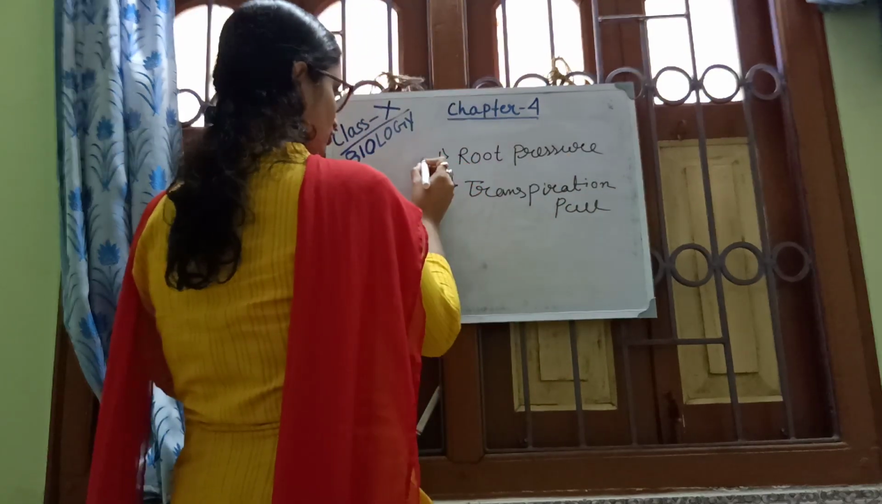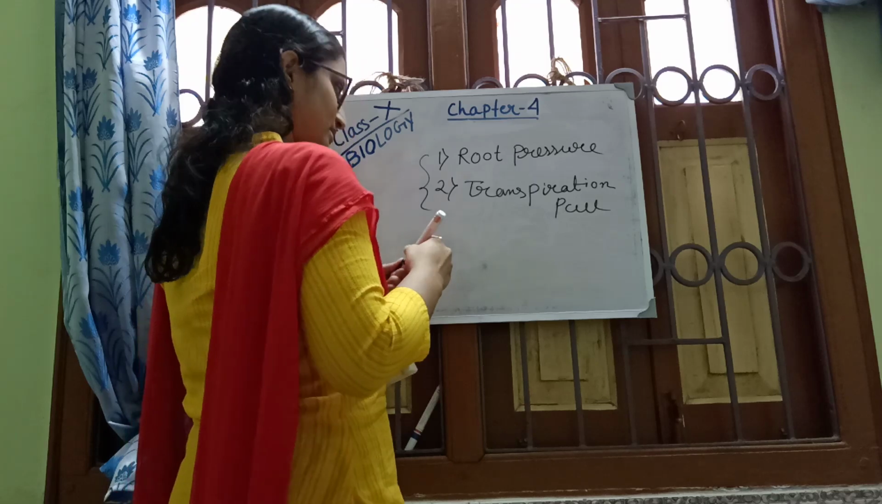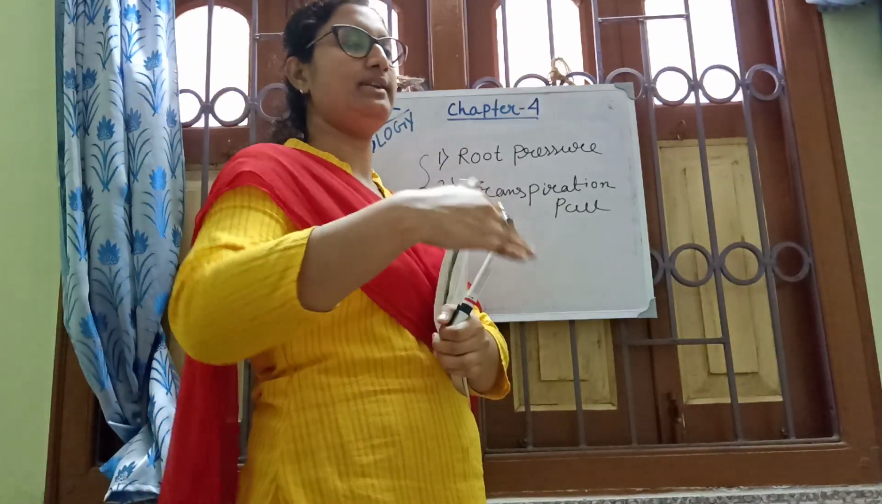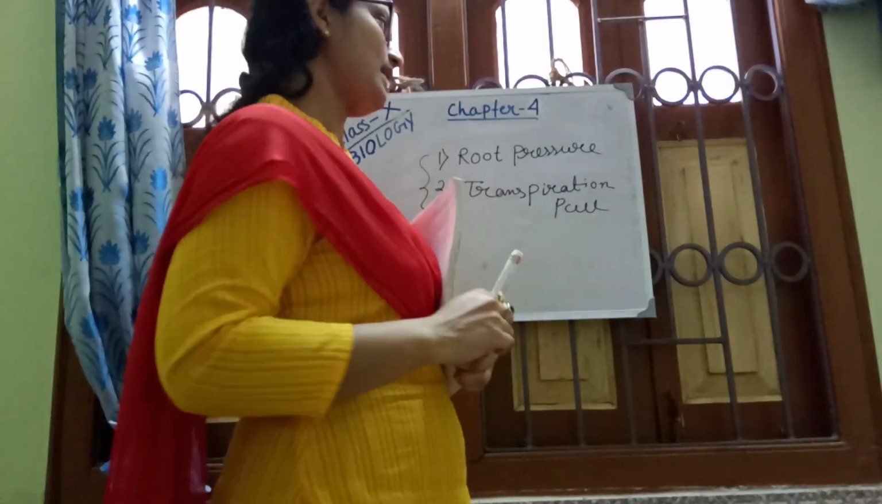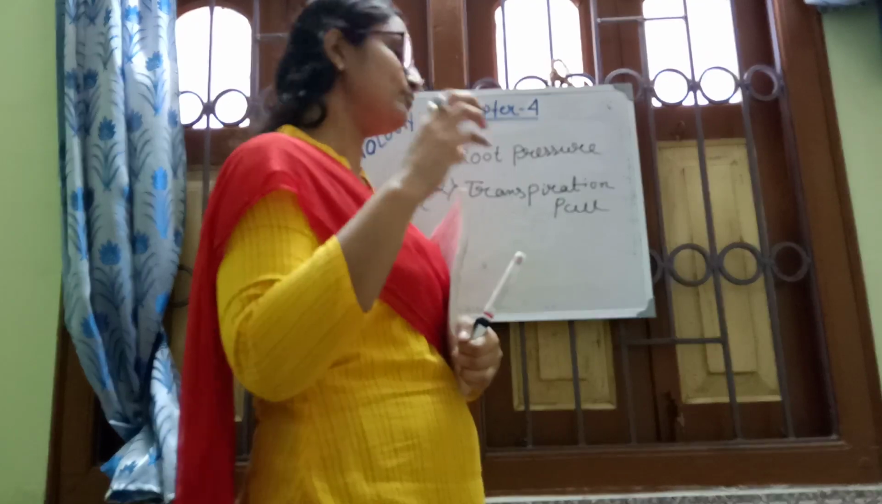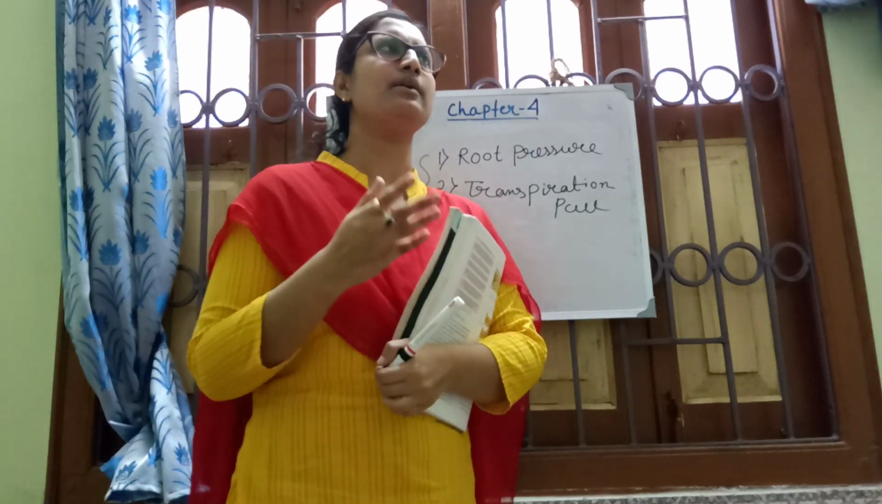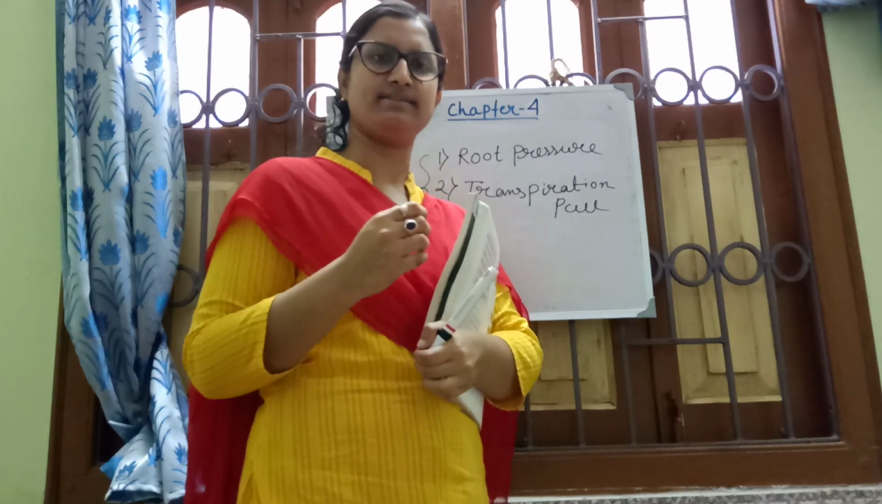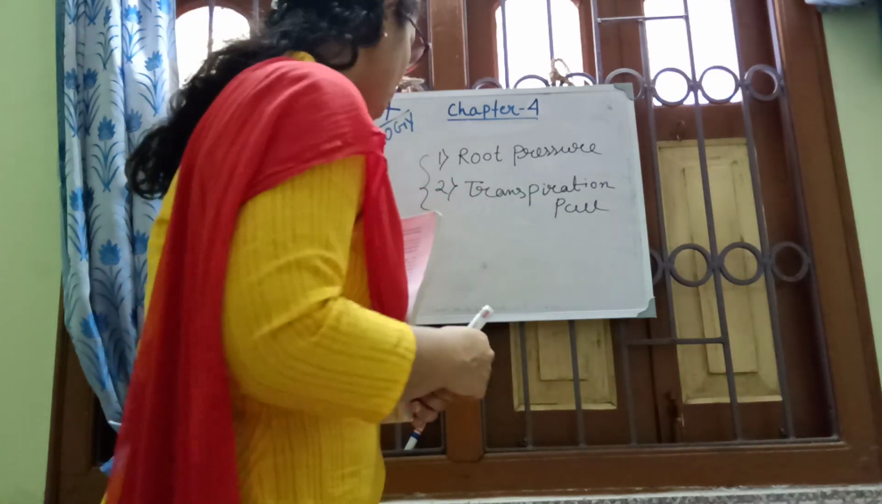For this, there are actually two main reasons for the upward movement of water, for the water level to rise up. In between these is the transpiration pull. Actually, this involves the capillarity nature of xylem vessels and the adhesion and cohesion nature. All these things I will discuss one by one.